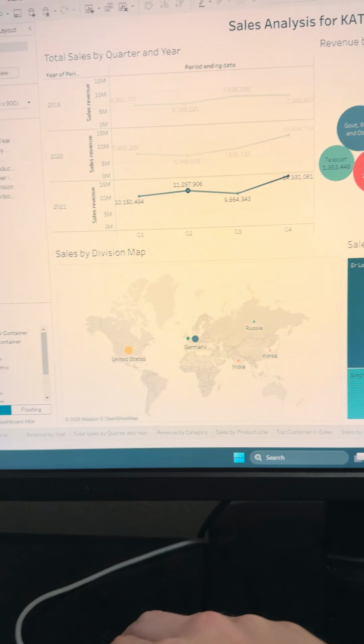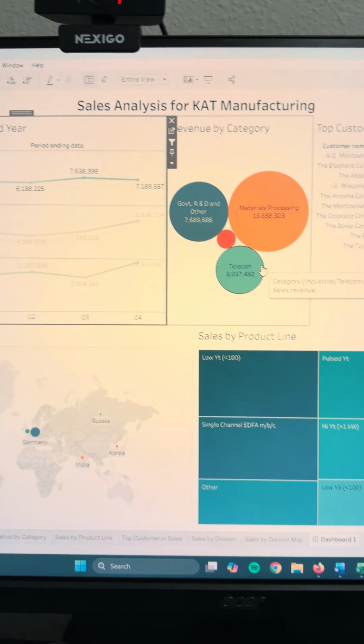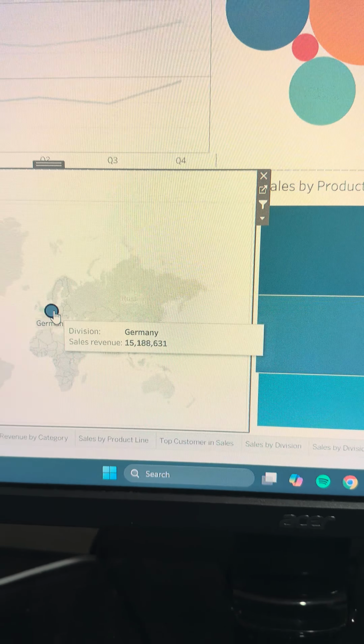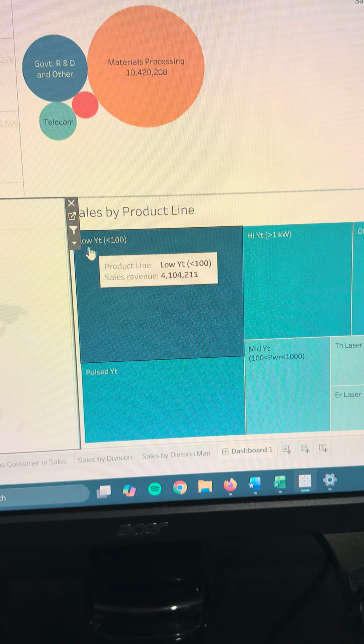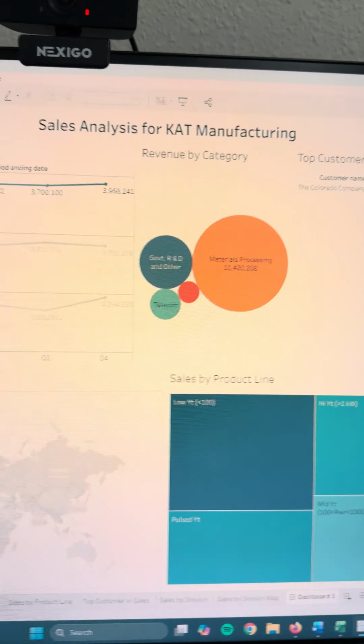So what we do is we reset by clicking escape, and for 2019 we select that. Then we can click on Germany, and we can see that the top product is low YT, less than 100. That is the top product line for that, and that's the answer.